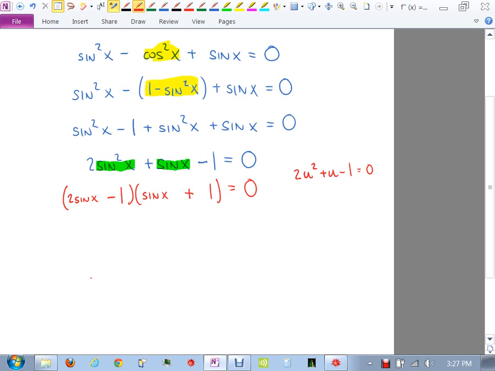Set them both equal to 0. 2 sine x minus 1 equals 0. Sine x plus 1 equals 0. Sine x equals 1/2. Sine x equals negative 1.